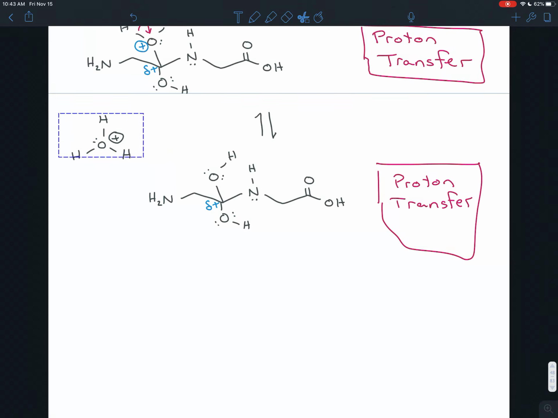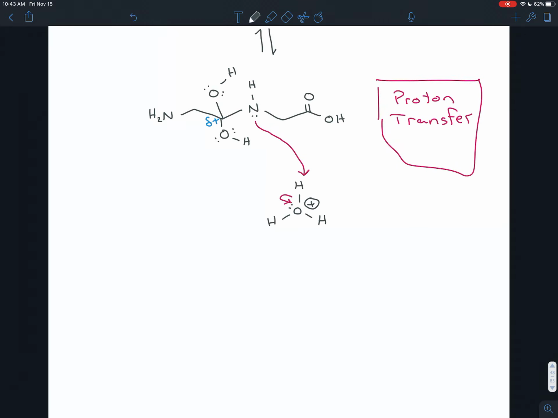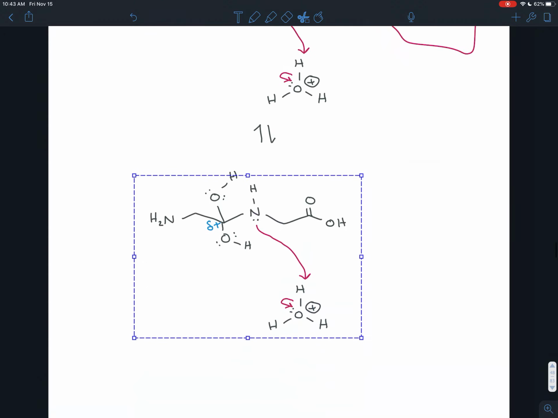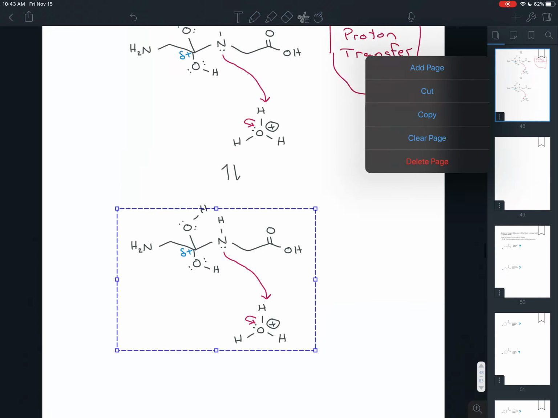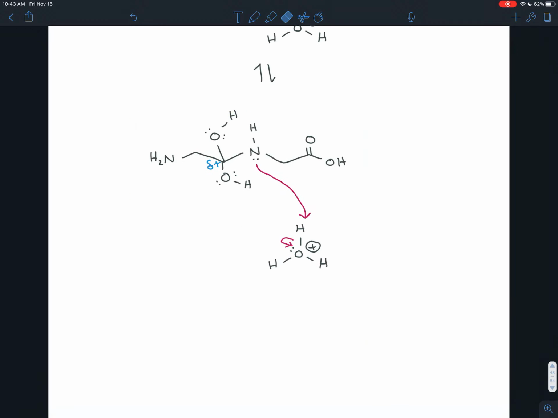So you can take the slightly negative nitrogen here, very electronegative, it pulls electrons to itself, steals one of the slightly positive hydrogens, the electrons snap back onto the hydronium, and so after that proton transfer, the nitrogen gains an H+. The nitrogen will gain an H+ from hydronium.